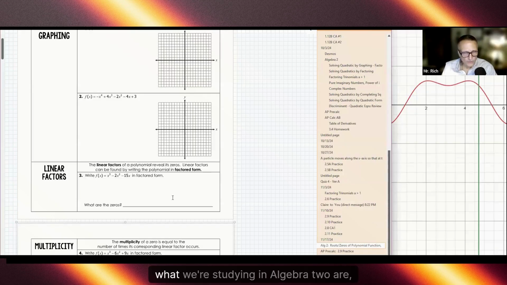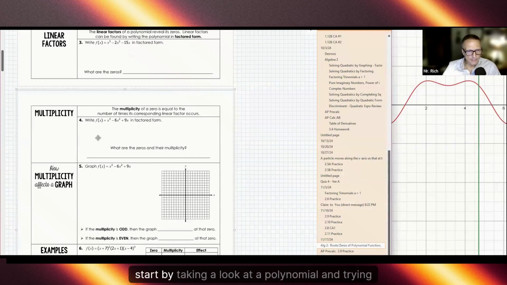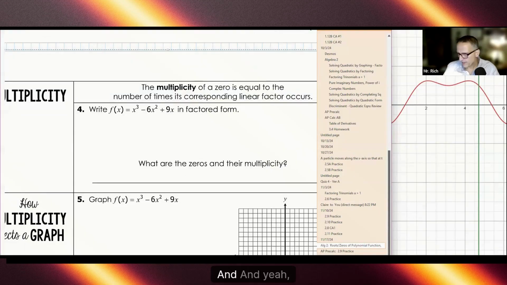Okay. What we're studying in Algebra 2 are polynomials, and we're talking about roots of polynomials, how to factor polynomials, and how to determine their end behavior. And what I want to do is start by taking a look at a polynomial and trying to write it in its factored form so that we can find the zeros. And yeah, Izzy, you can send some questions in chat.